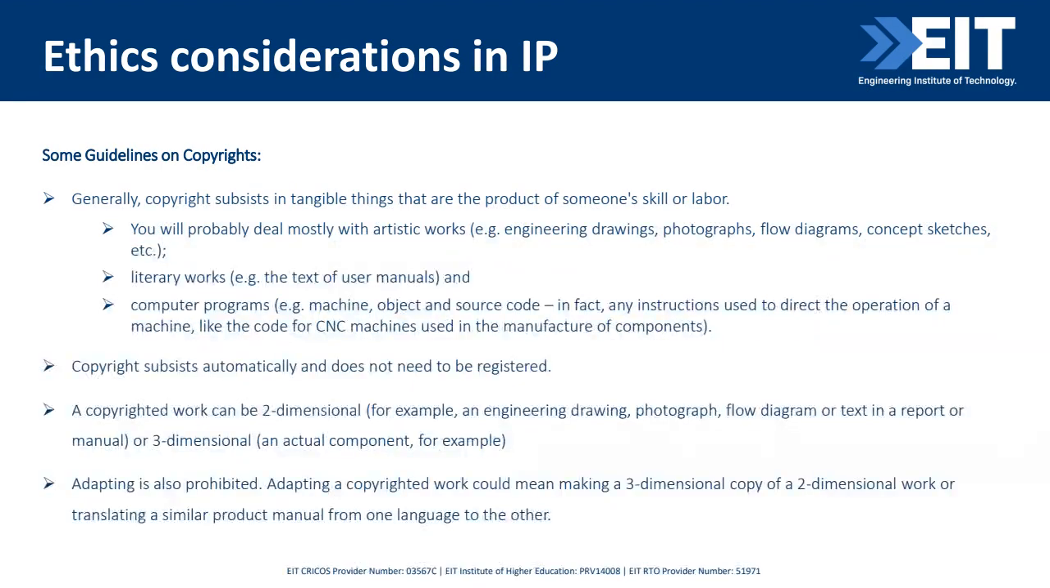And copyrights. So copyrights, they subsist in tangible things that are the product of someone's skill and labor. Now, artistic work that we come across as engineers involve engineering drawings, photographs, flow diagrams, as we have discussed. We also come across some literary works like text or user manuals where copyrights do exist. And as engineers, we do come across computer programs. Many a times we just identify machine, object, and source code as the only computer programs. But CNC machine codes are also part of computer programs and copyright protected.